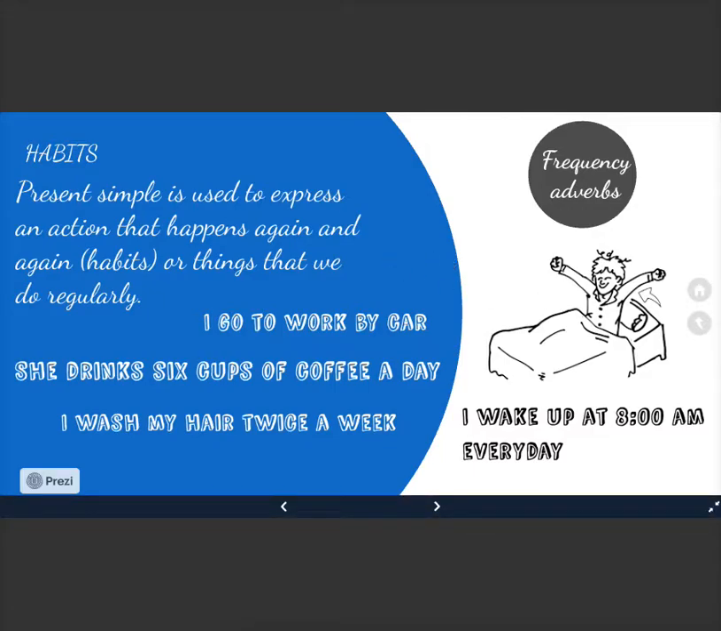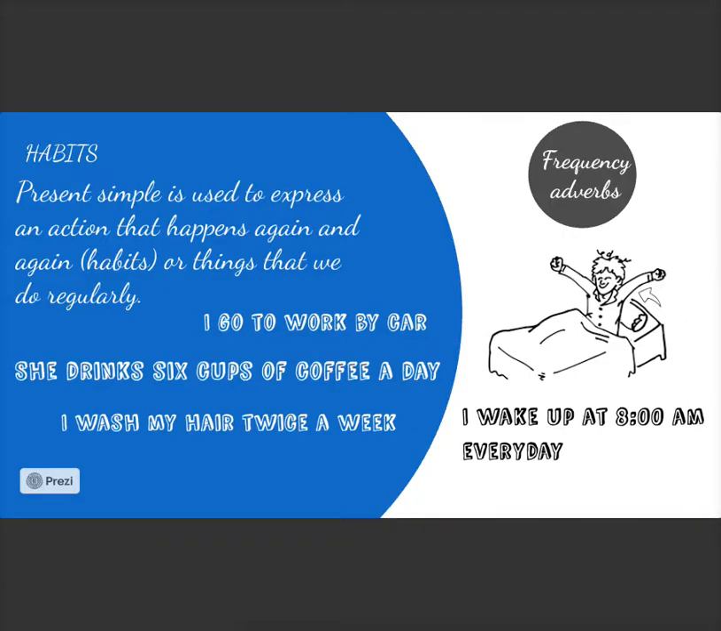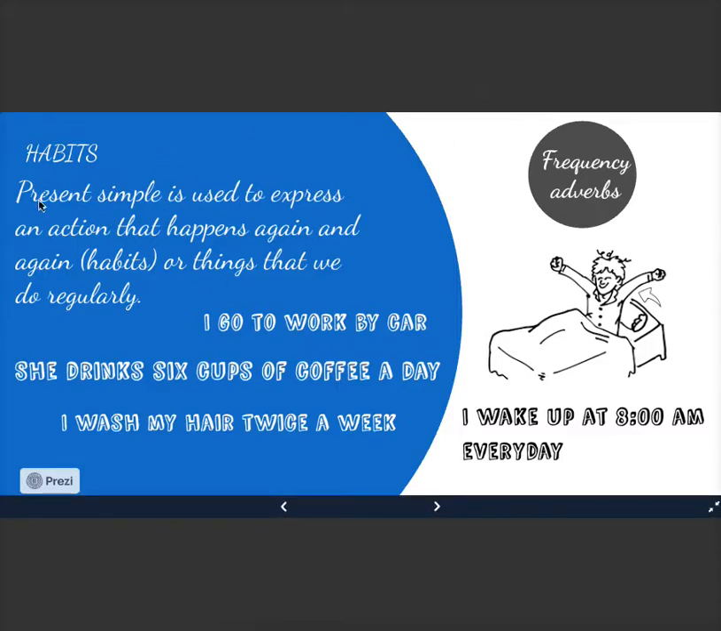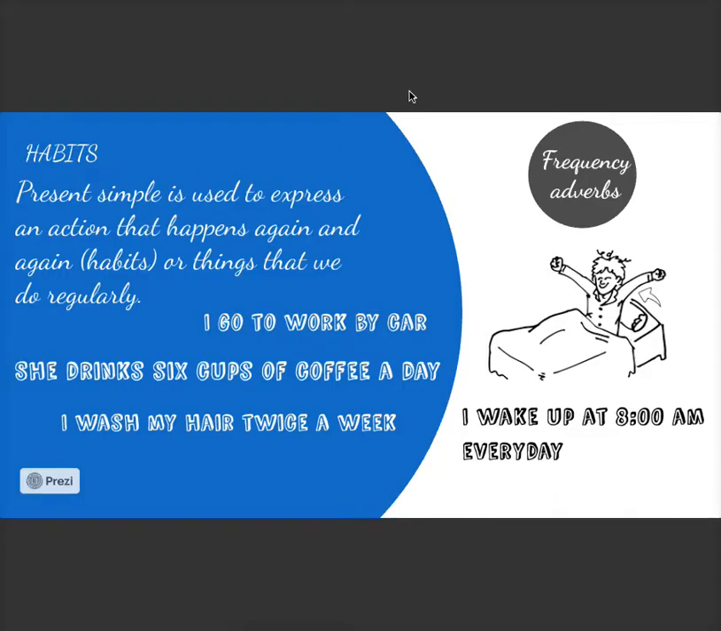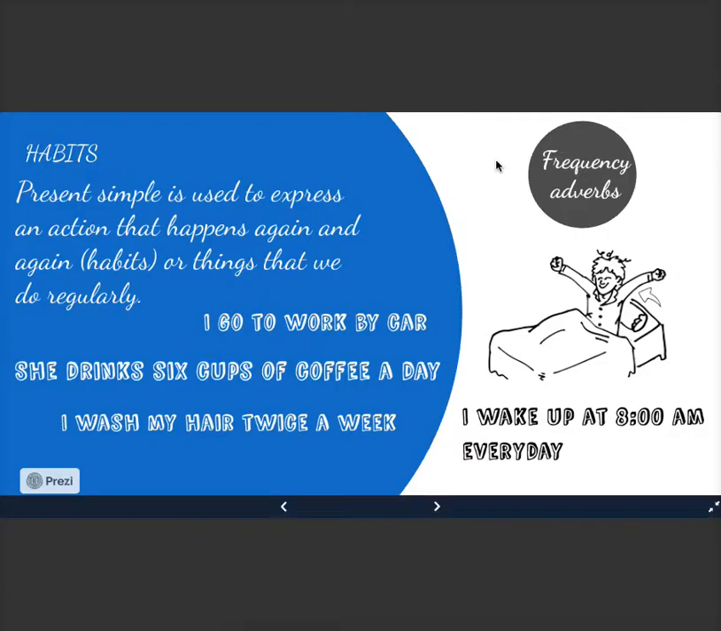Thank you, baby. So, as Samu's microphone is not working, Sari, are you there, baby? Yes, miss. Okay, princess, can you please help me reading this first slide, habits? Habits. Present simple is used to express an action that happens again and again. Habits or things that we do regularly.